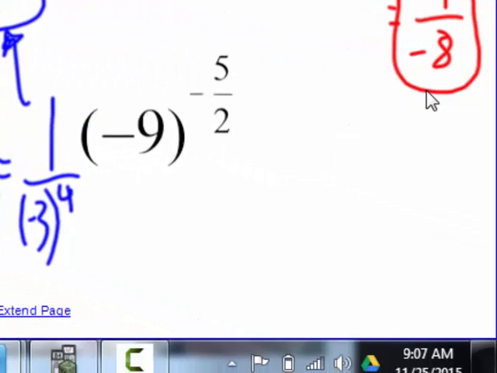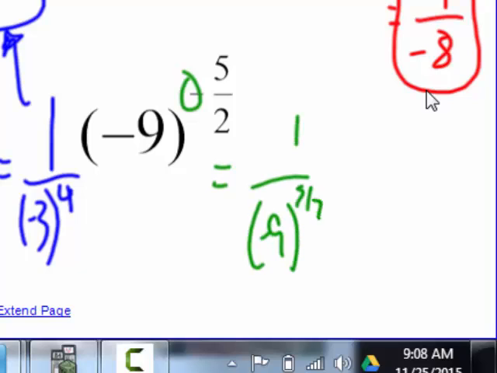And lastly, negative exponent, so flip it. So I've got 1 over negative 9 to the 5/2. Well, the square root of negative 9, oh, can I do that? I don't know if I can do that. So let's actually type this one in, all right, because can I take the square root of negative 9? A number times itself is not going to give me a negative, so let's just double check that one.